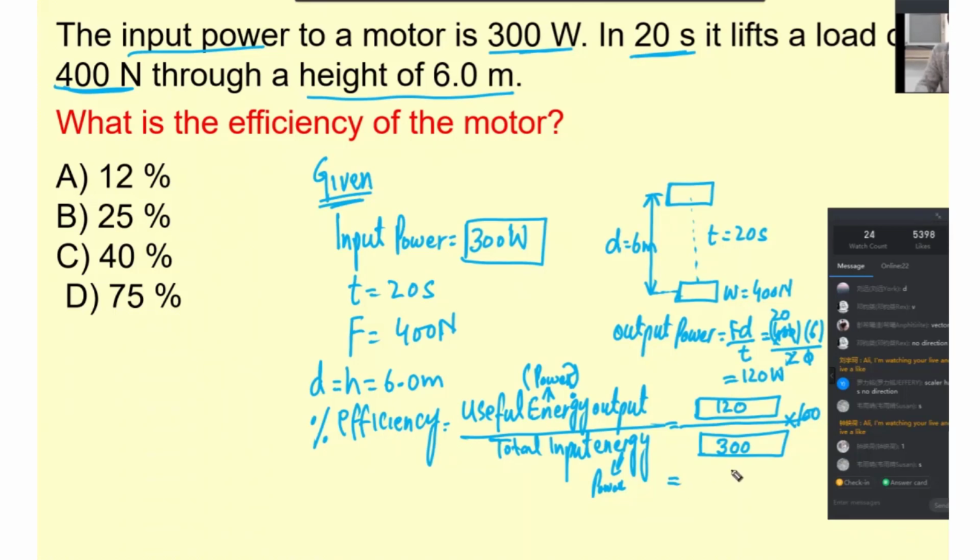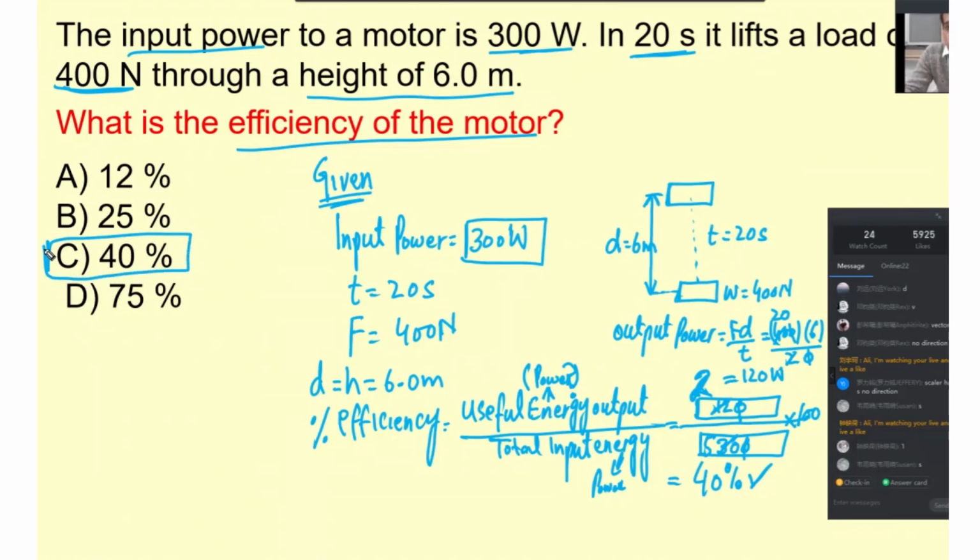Now if you multiply 0, you can cancel with 0, and you can divide this by 6, so you will get 2 here, and here you will get 5. Now if you multiply 200 divided by 5, your answer will be 40. So this is 40%. So the efficiency of the motor we need to calculate is equal to 40%. So our answer for this question will be C, and this is the answer.